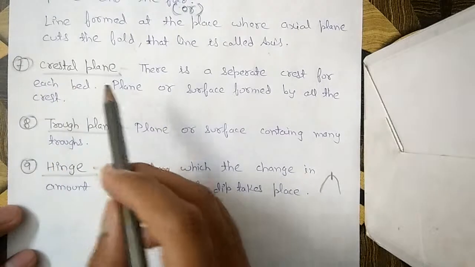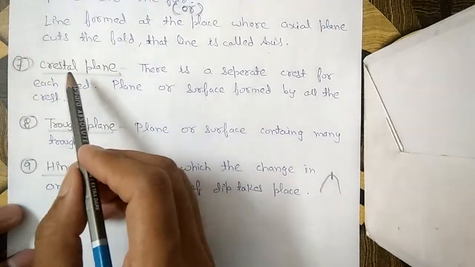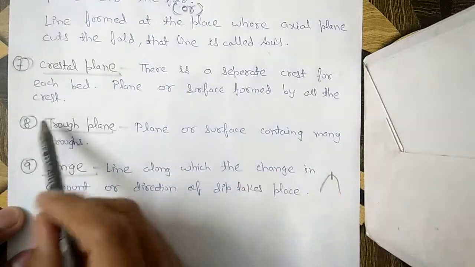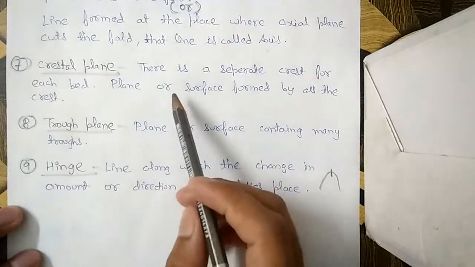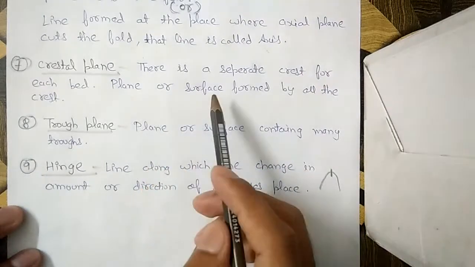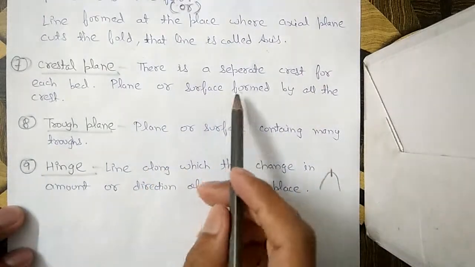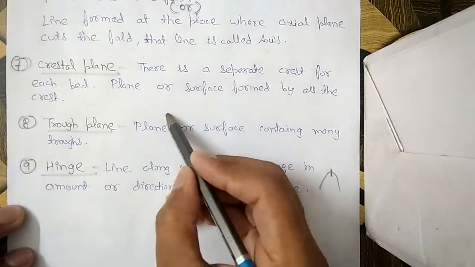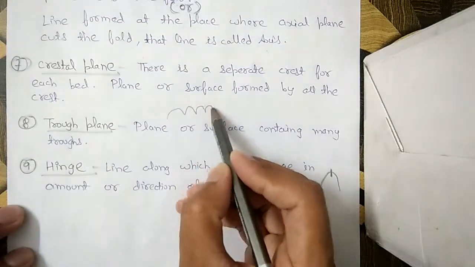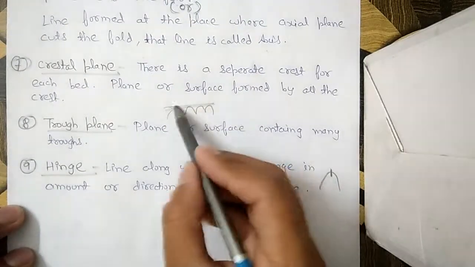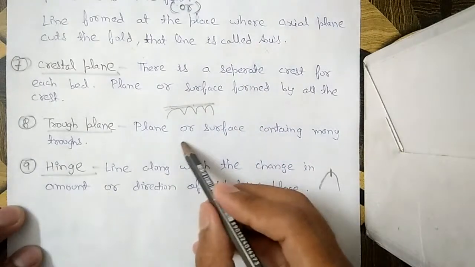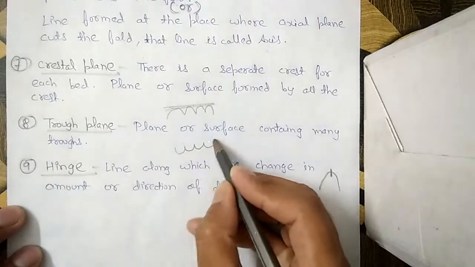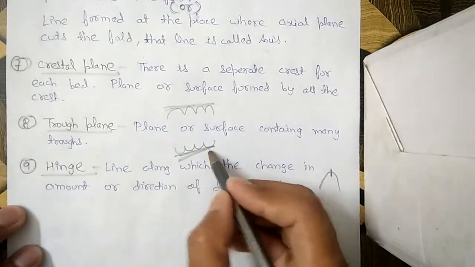Seventh definition is of crestal plane. We have studied crest, the topmost part of the anticline. There is a separate crest for each bed. So a plane that consists of many crests, suppose this plane has many crests, 2, 3, 4, is called crestal plane. And a plane that consists of many troughs, suppose these are many troughs, 3, 4 troughs, is called trough plane.